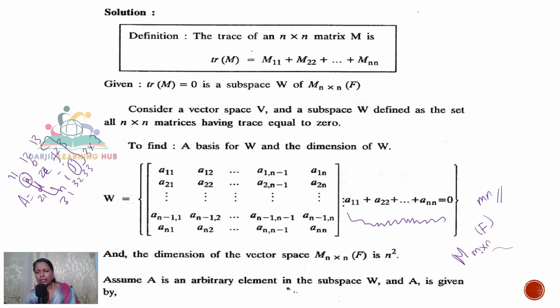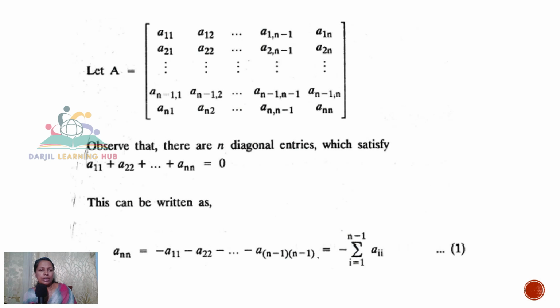Here the matrix has n rows and n columns. So automatically what is its dimension? n into n, that is n square. That's why it is written that the dimension of the vector space M with n rows and n columns is n square. Assume A is an arbitrary element in the subspace W. We can choose an arbitrary element in the subspace W. Let it be A equal to A11, A12, etc. It is an arbitrary element in W.